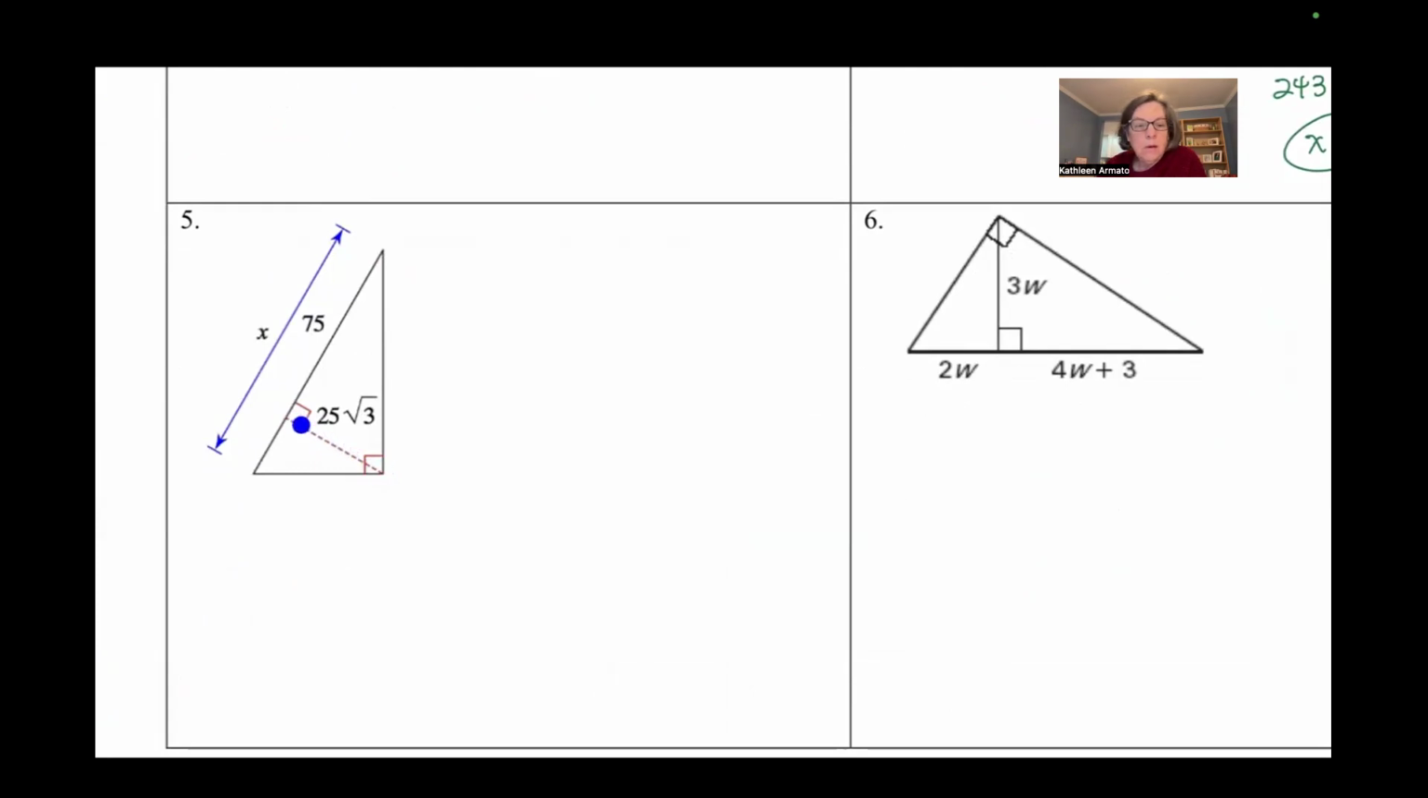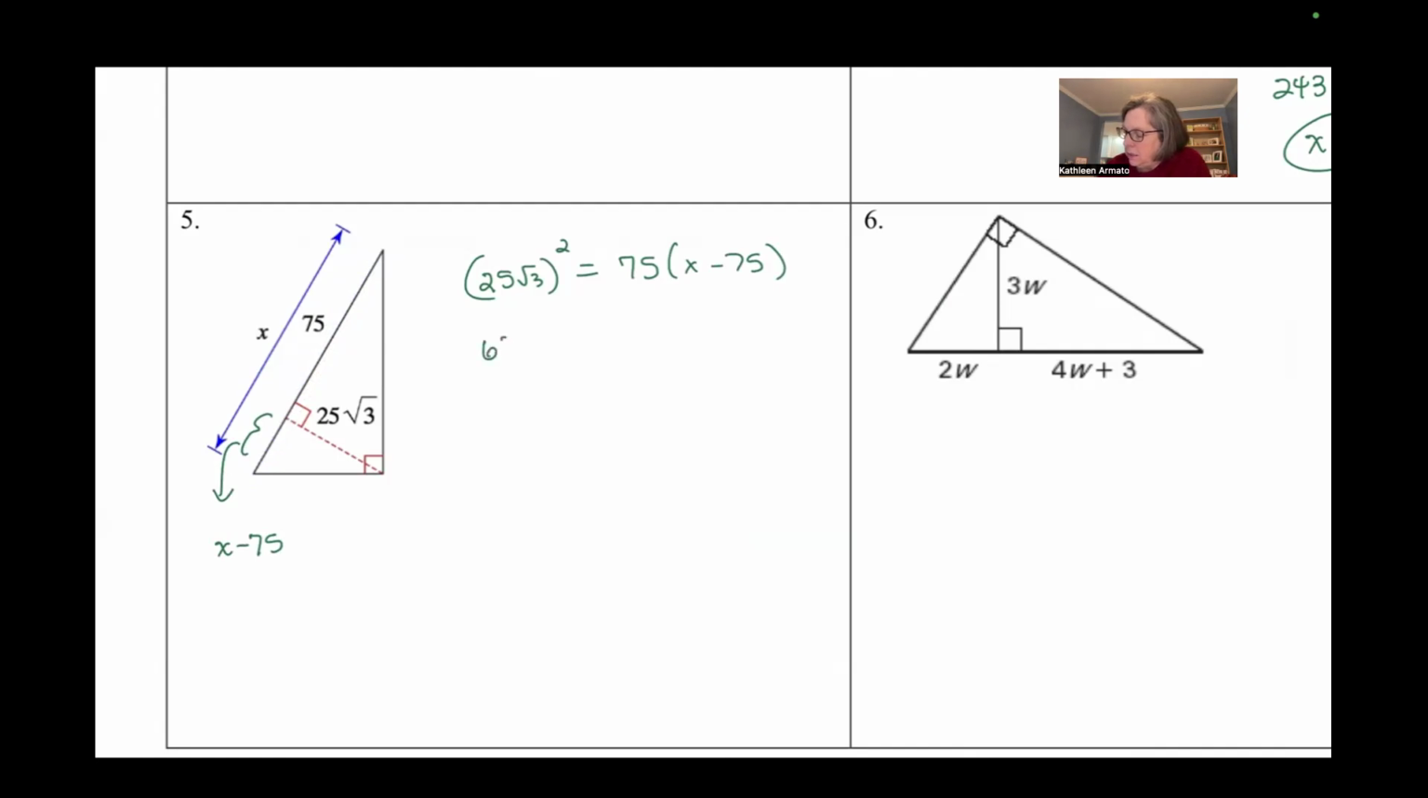All right. Again, we're given the altitude. So I'm going to use the altitude rule, which is that 25 root 3 squared, the altitude squared, equals the two parts of the hypotenuse. Now, one part is 75. What's this part? Well, if the whole thing is x, and this part's 75, then this part is x minus 75. All right, so you got to pay attention to what you're being asked for. You might have to do a little adding or subtracting to get the side that you want.